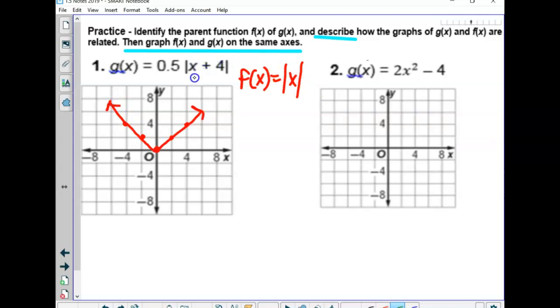What two things have happened? First, inside here they did this, which would be a, yes, a horizontal shift. Which way? Left 4. And then what is the second thing out here? That is a vertical stretch or shrink? Shrink.